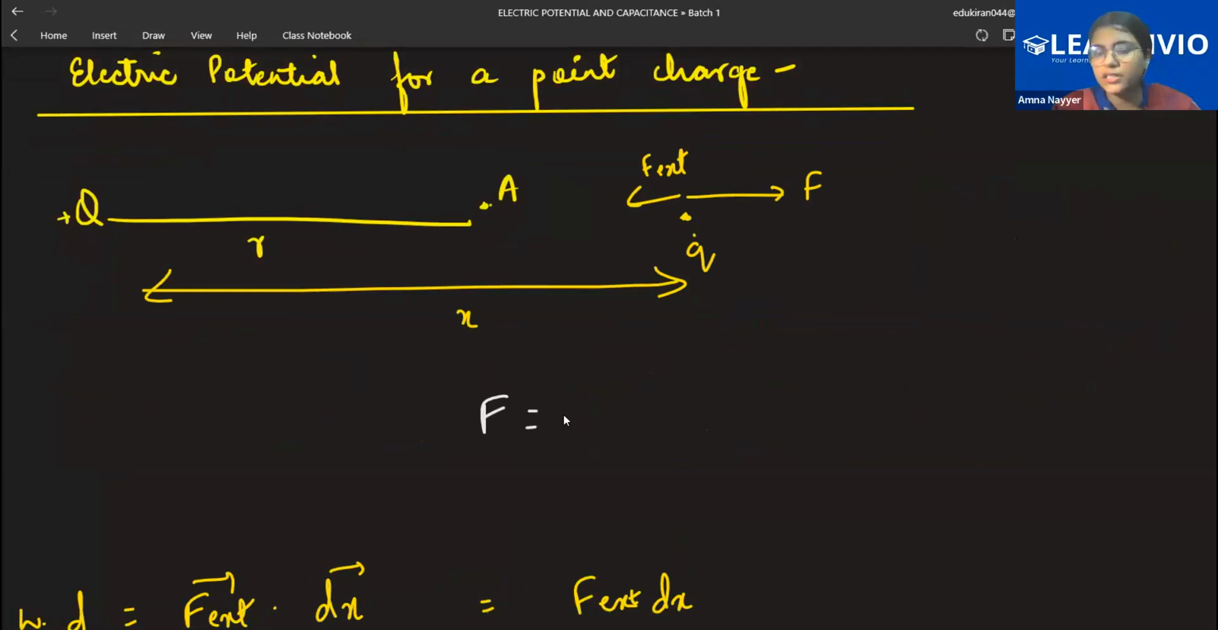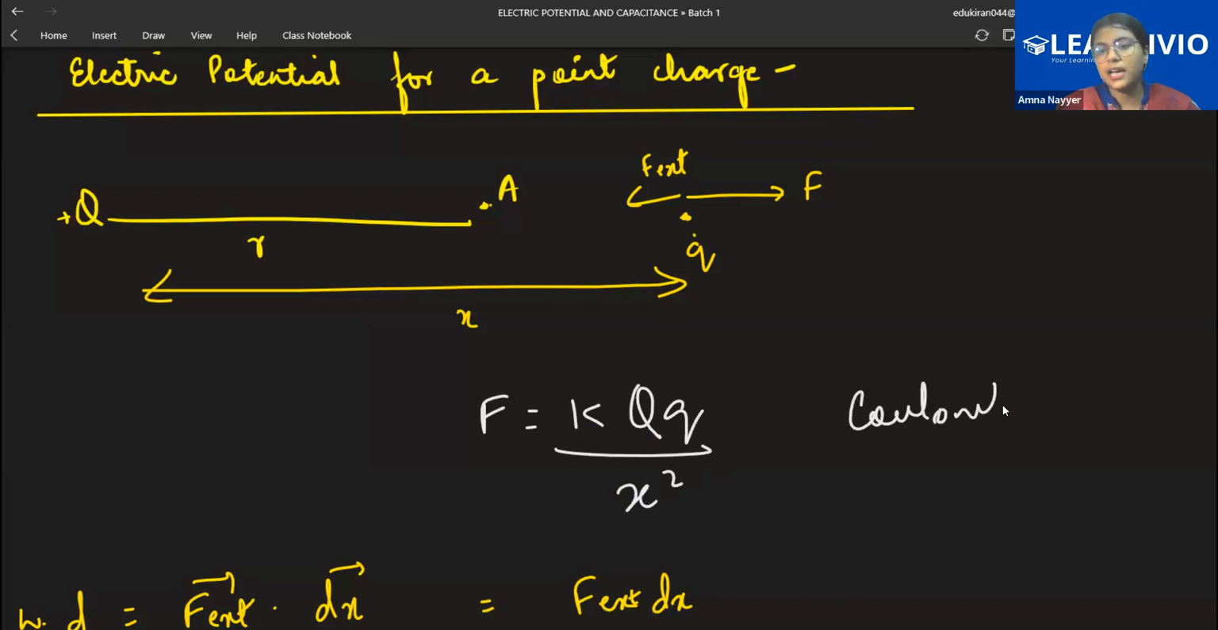So if I have two charges and I use Coulomb's law, it is K capital Q, my second charge is small q, and the separation between them is x square. So which law is this? This is our Coulomb's law.